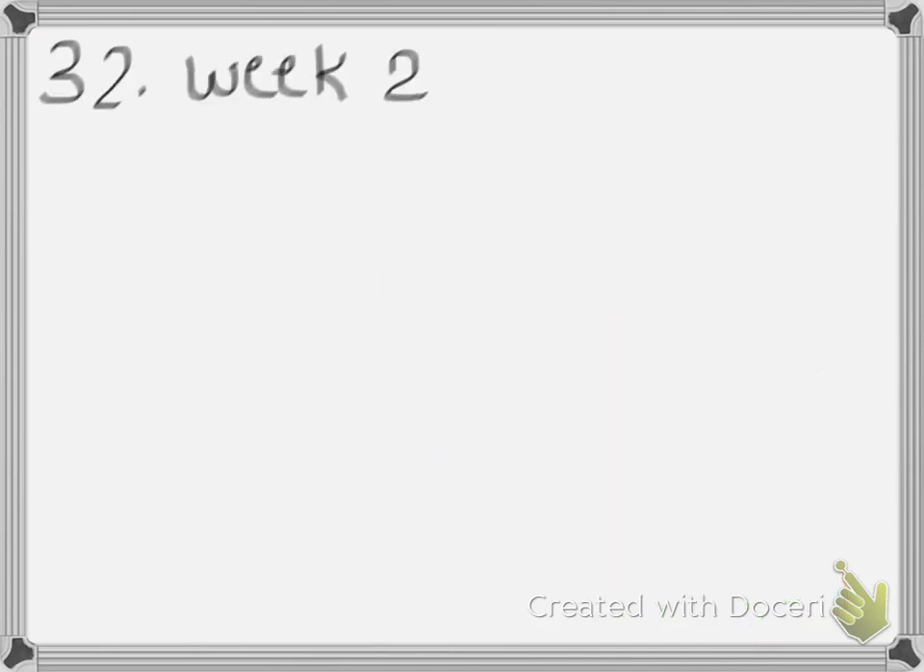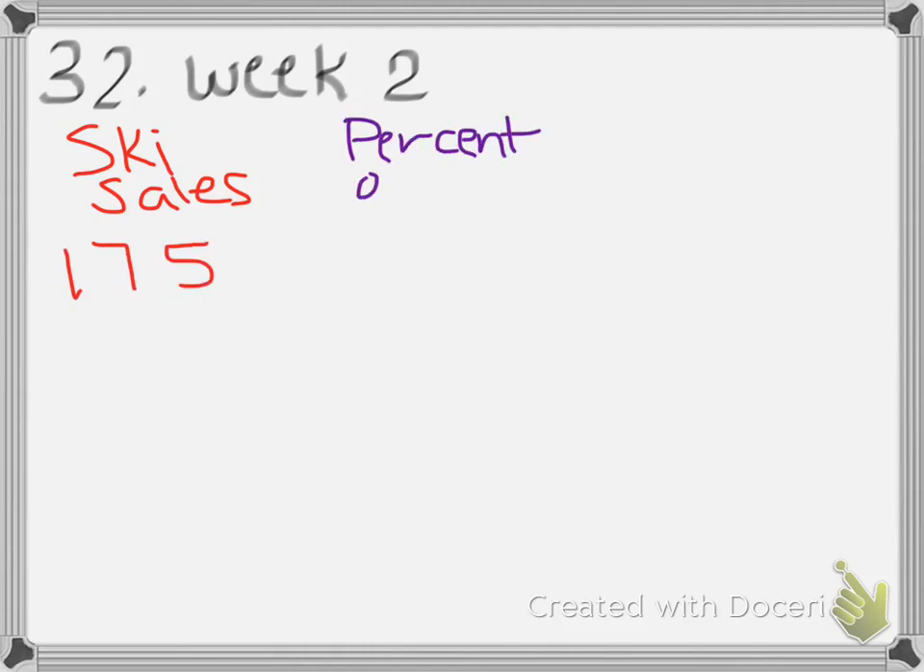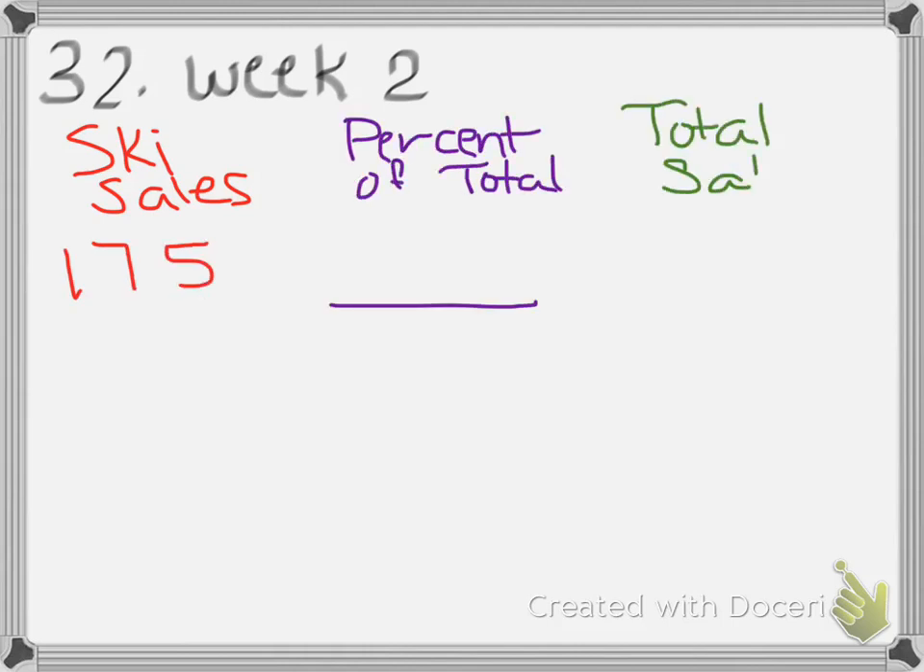Number 32. I chose to do number 32. I'm only going to do the line for week 2. So what you see here is basically just a written version of the table that you see to the right in your textbook. For the ski sales, it says that there's 175 ski sales for the second week. Then the blank says the percent of the total. And then it says the total sales were 250. So what they're asking you to do is to fill in that blank. They want to know what percent 175 is of 250.